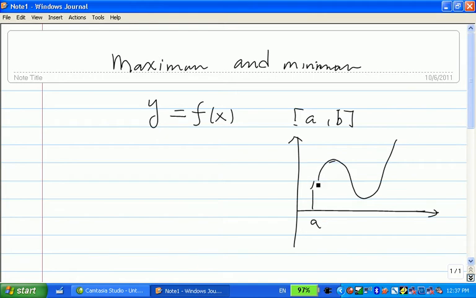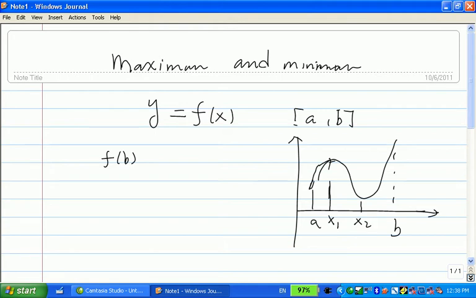Okay, here is a, here is b. Now we want to find the largest and the smallest. If we know the graph, obviously the largest f(x) is f(b). The smallest is this number. We give names to the important points. Like this one, we call it x1, and this is x2.